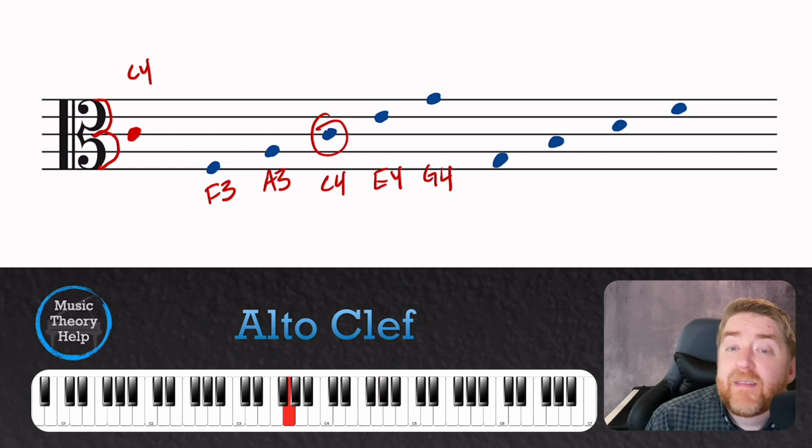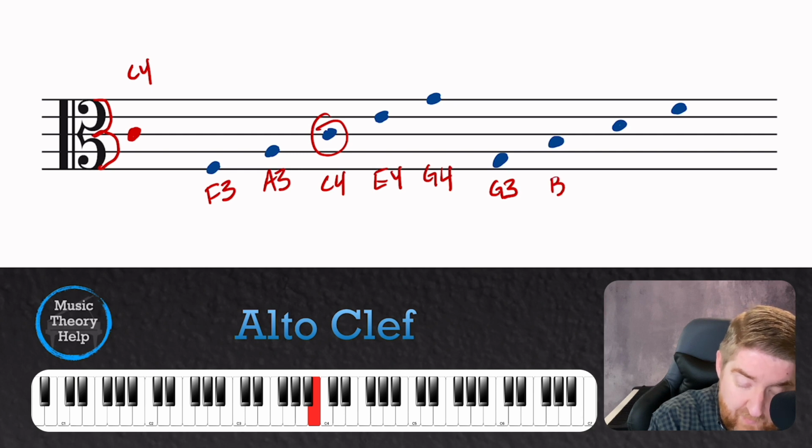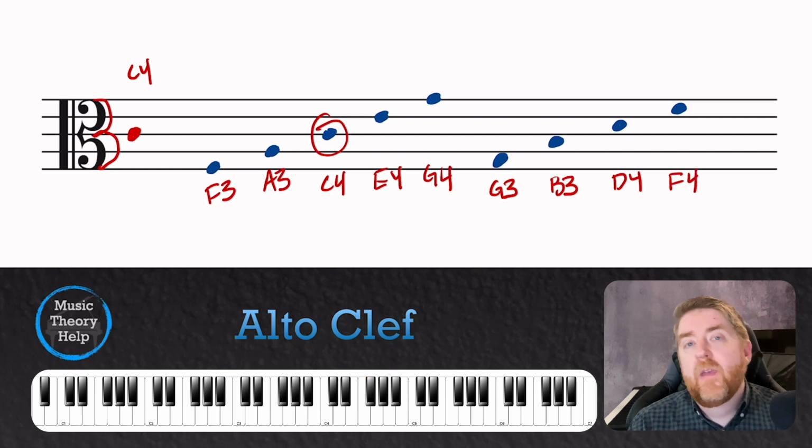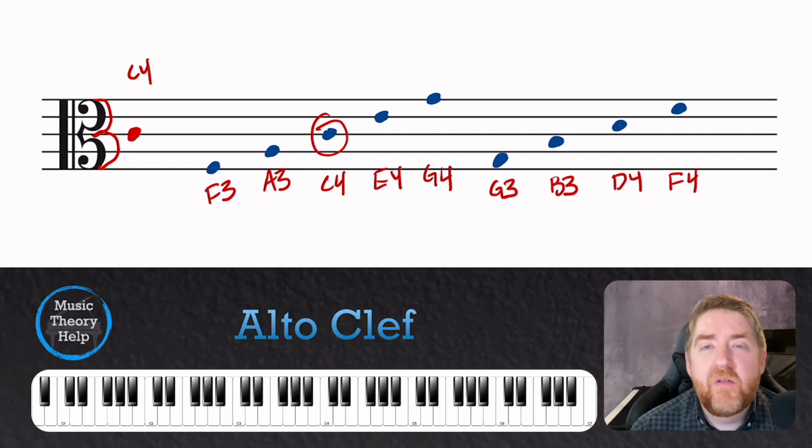Okay, for the spaces, starting with the first space, we have G3, B3, D4, and F4. Now, if you're a viola player, I know you know how to read alto clef. It's the most common usage of alto clef.